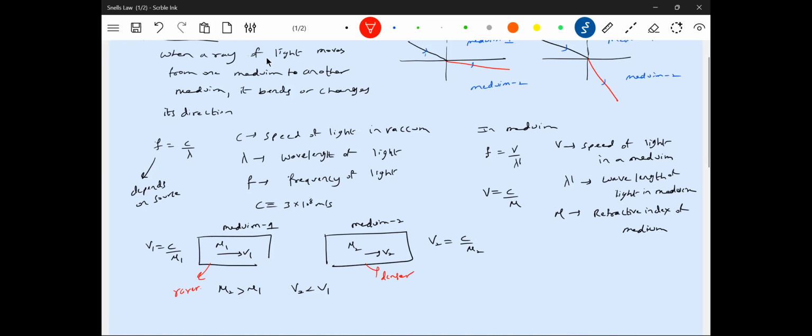Now rarer and denser are relative. Compared to medium 1, medium 2 is denser. Now I can bring another medium where the speed of light will be less than in medium 2. Then compared to the third medium, medium 2 will become the rarer. So these are not absolute denser or rarer; they are relative when we compare two mediums. With the help of the refractive index, we can categorize the mediums as denser or rarer.